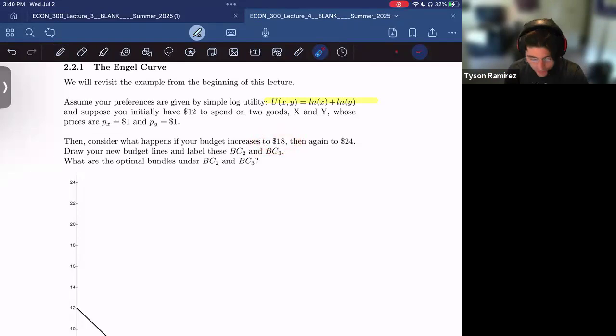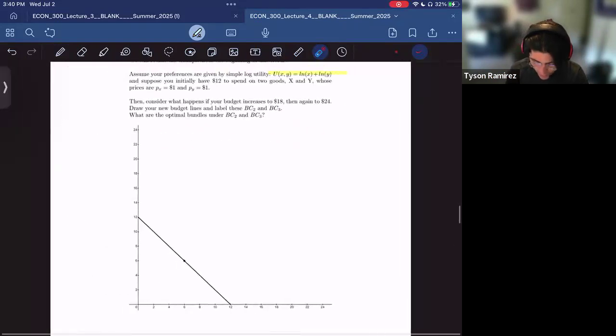What happens to your budget curve? And then again, what if instead you have $24 to spend? What is your budget curve? What does your budget constraint look like? Take a few seconds, try this on your own. Make sure you can plot a budget constraint. This is foundational knowledge, so take these few seconds to plot the budget constraint.